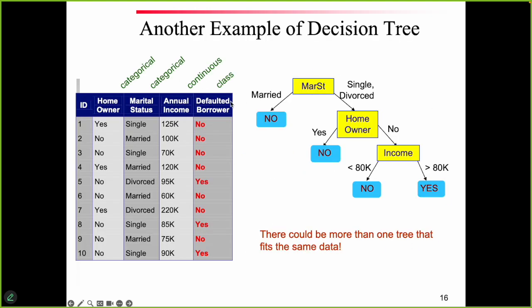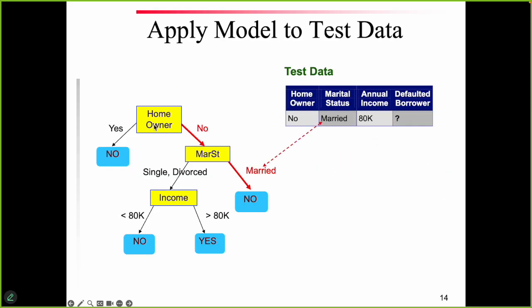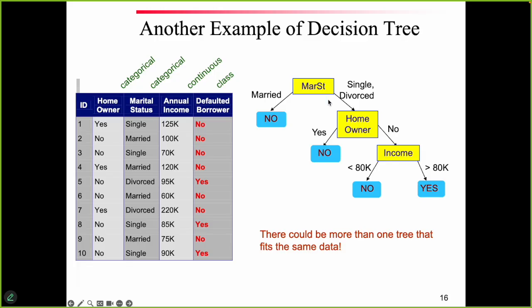Now, this is another decision tree based on the same data. So there could be more than one tree that fits the same data, right? And that's why we have to know which one is the best, right? So for example, which attribute to choose at first. Is this one better, or for example, this one, or many other possible ways to create the tree, right? So this is what I'm going to explain today.